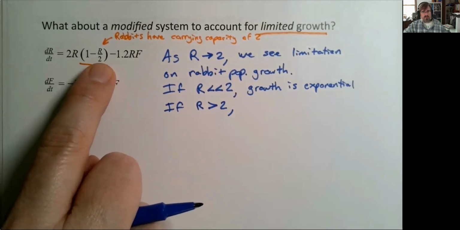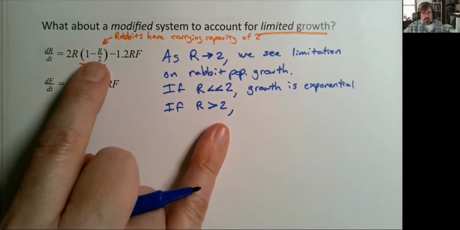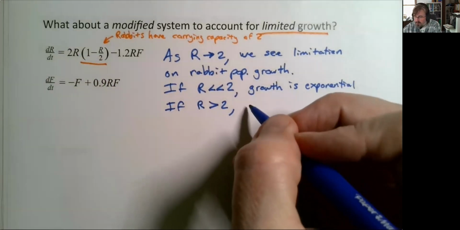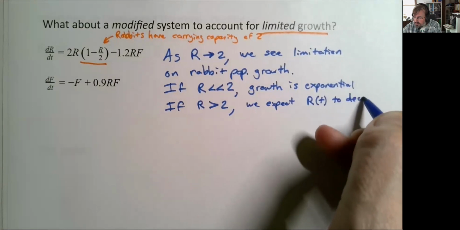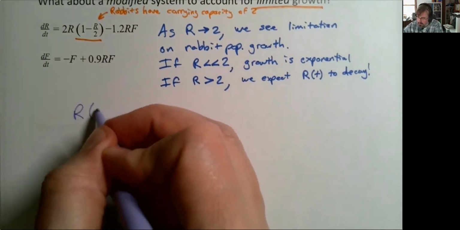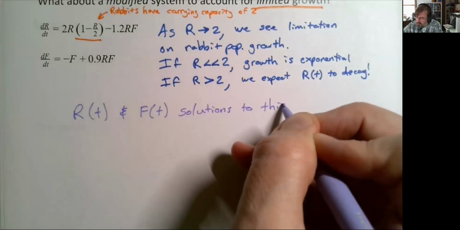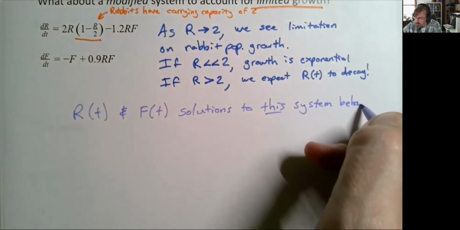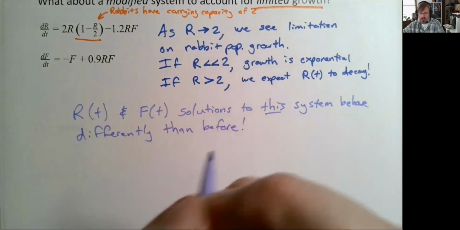Yeah, 1 minus R over 2, if R is bigger than 2, this is 1 minus something bigger than 1. So it would mean not growth. That term is no longer growth. That term is decay. So if R is greater than 2, we expect the rabbit population R of t to decay, at least until they get down to that limitation level, that value. So what we expect happening is that R of t and F of t, solutions to this system, behave differently than before.